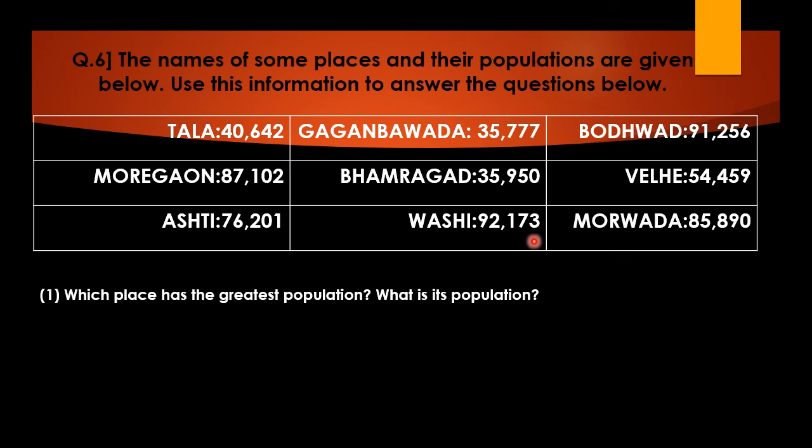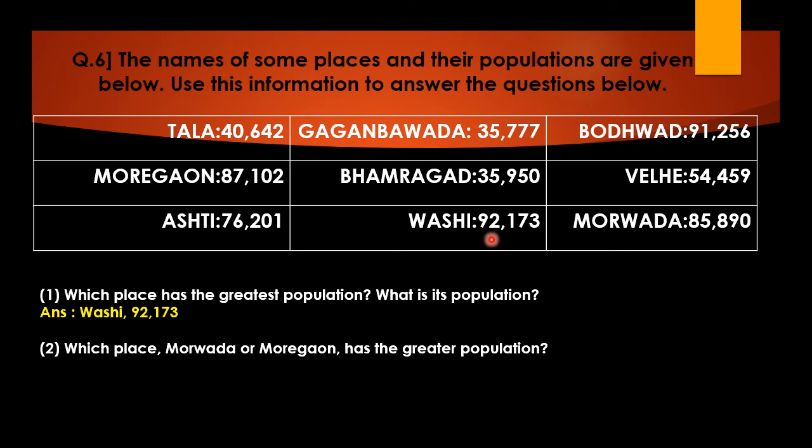First question. See, which place has the greatest population? What is its population? We have to find out a place where the greatest population is there. So by observation you will identify that 92,173 is the greatest value and therefore the place is Vashi. So this is our answer. Now let us solve the second one.